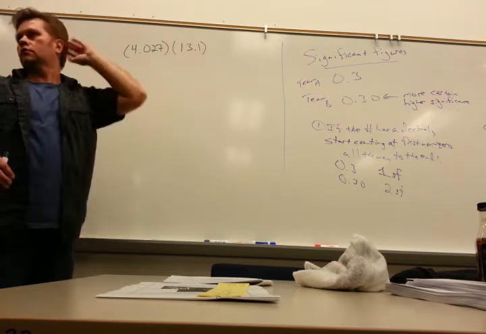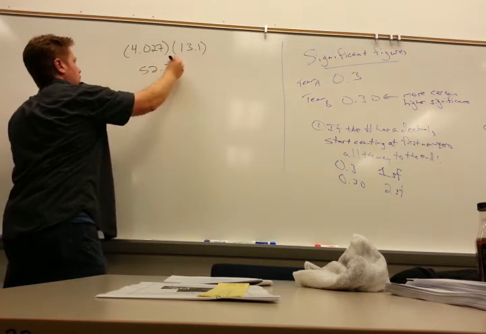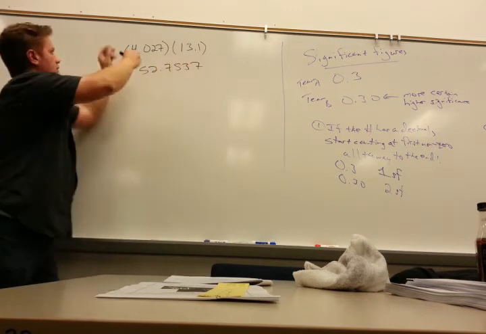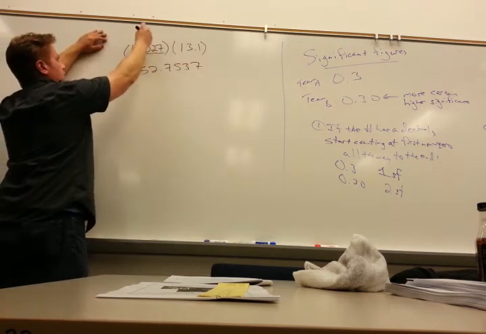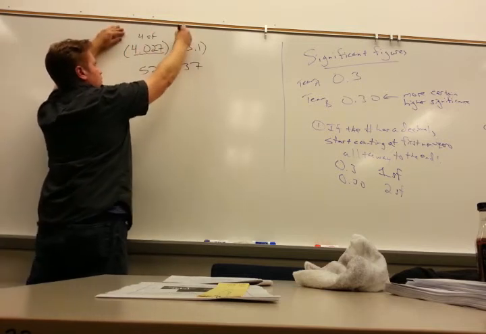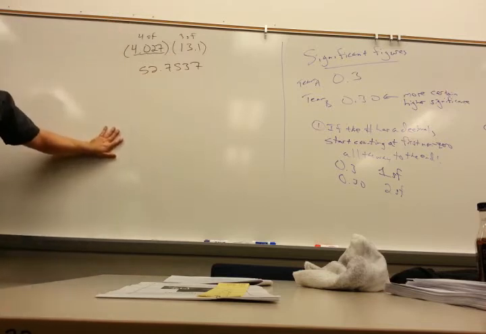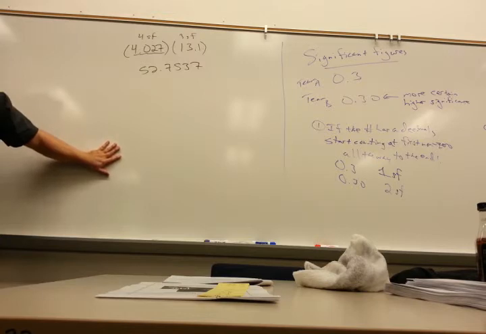So when you multiply those, somebody help me out. It's 52.7537. Cool. Now, how many sig figs does this guy have? Good. Decimals count, 4 sig figs. This guy has 3. So my answer should have 3 to match the weakest part. Right? You all are the weakest link. So then we only go to 52.7?